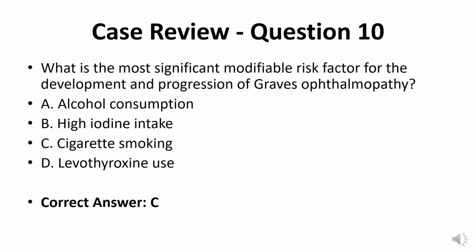As inflammation progresses, fat and soft tissue accumulate within the orbit. This pushes the eyeballs forward, leading to the classic appearance called exophthalmos or proptosis. Patients may also develop eye pain, redness, swelling, double vision, excessive tearing, and light sensitivity. In severe cases, compression of the optic nerve can threaten vision permanently.